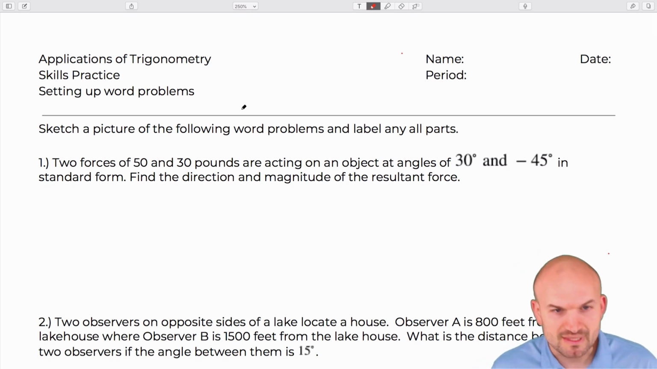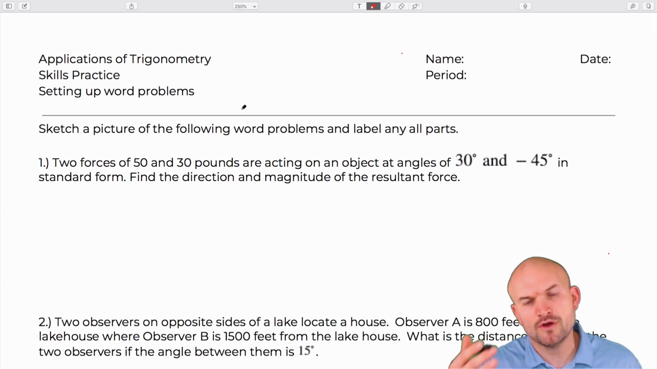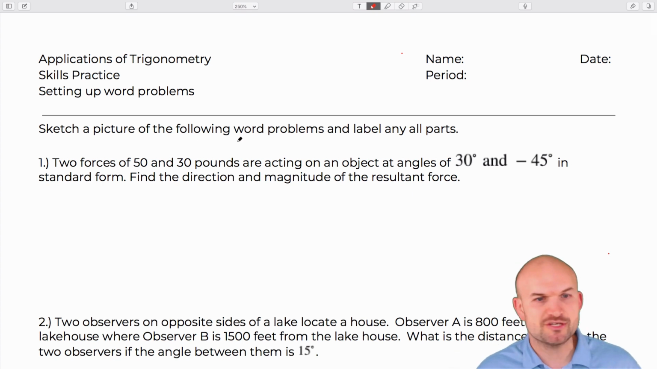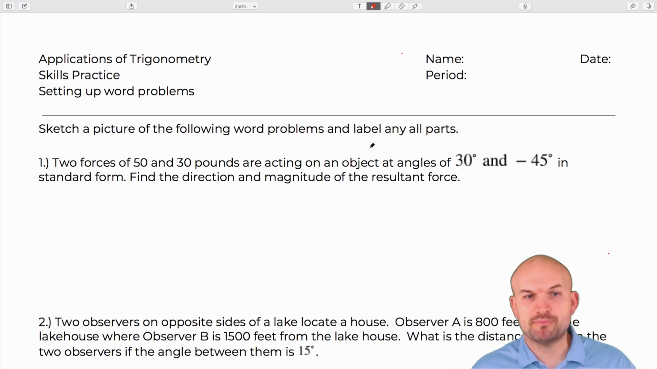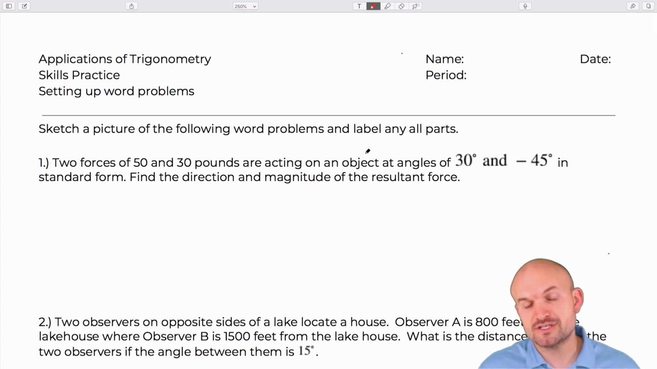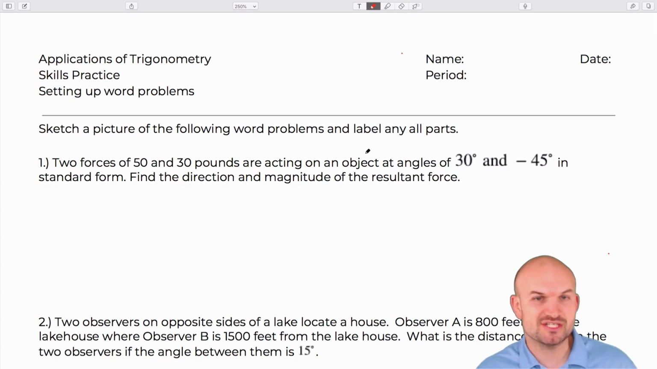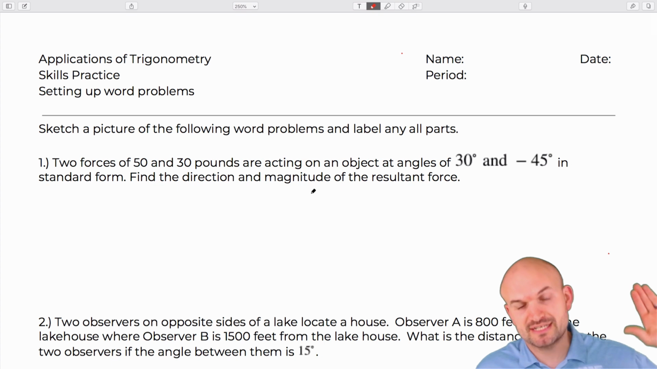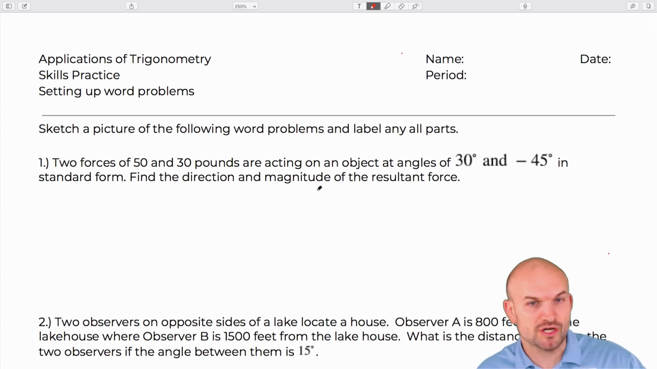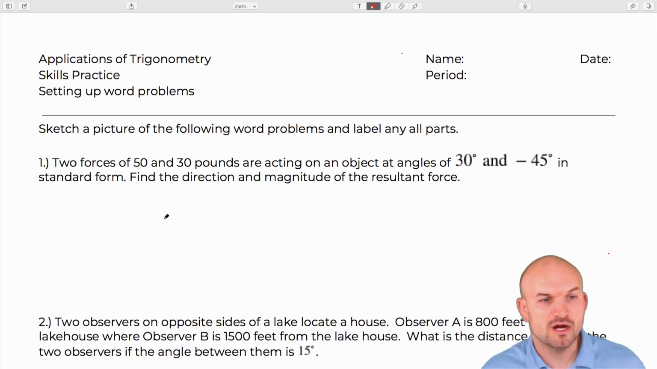So that's what I'm basically going to do, just work our way through. We're just going to sketch a picture and then label the parts. And again, this is going to cover word problems for right triangle trigonometry, law of sines, law of cosines, parametric equations, as well as vectors. So if you have already learned some of those, you could continue actually solving those if that is something you would like to, or if that is something you need help on.